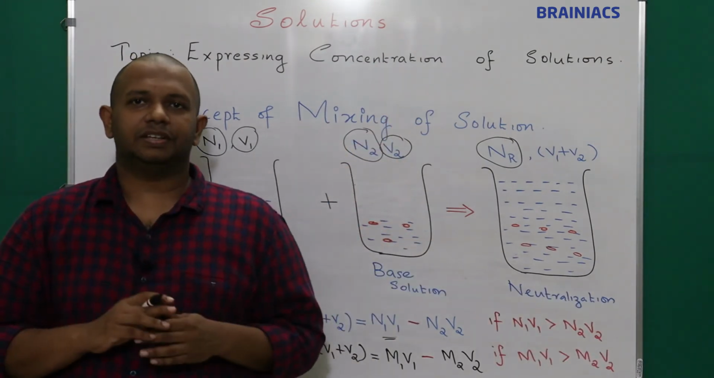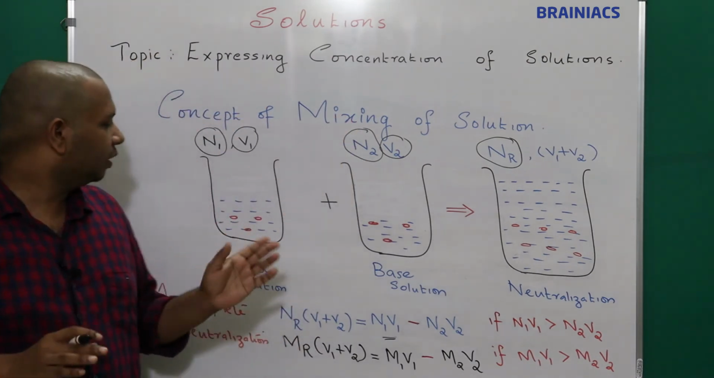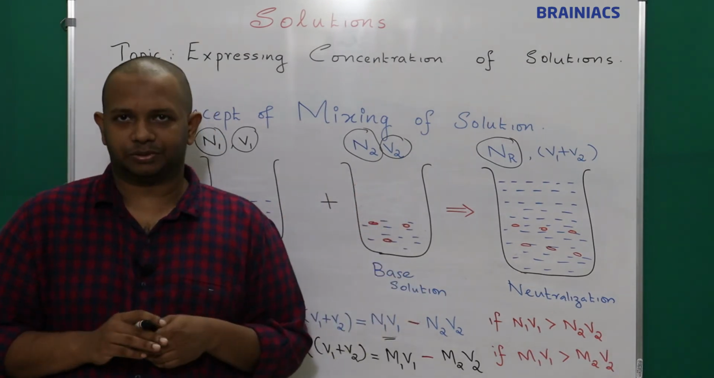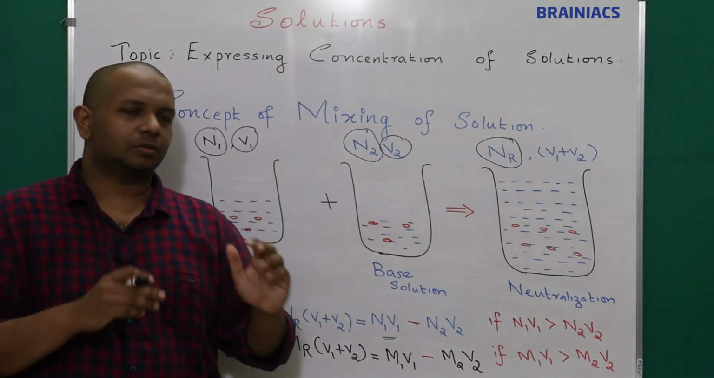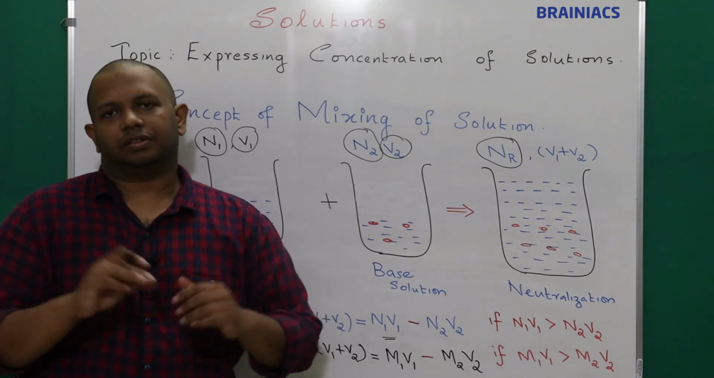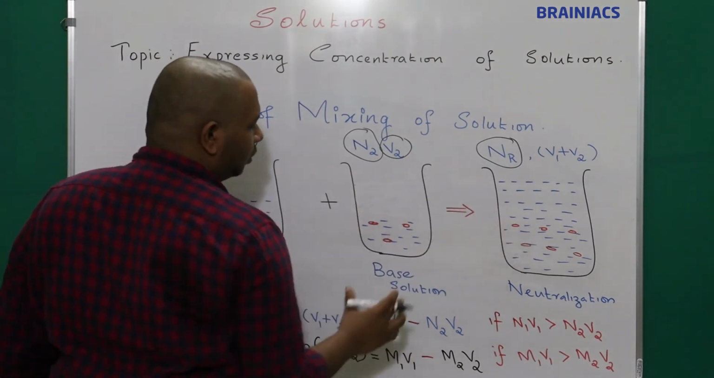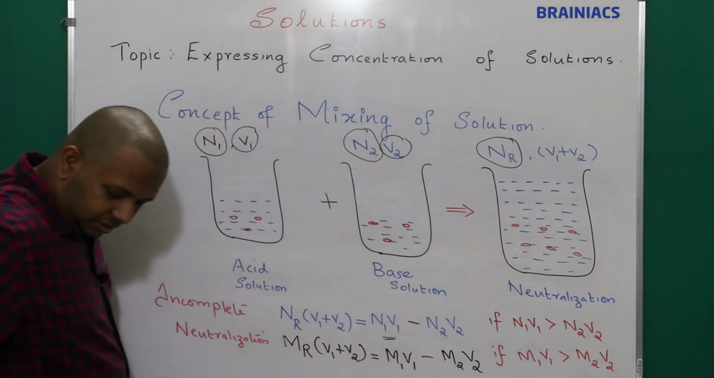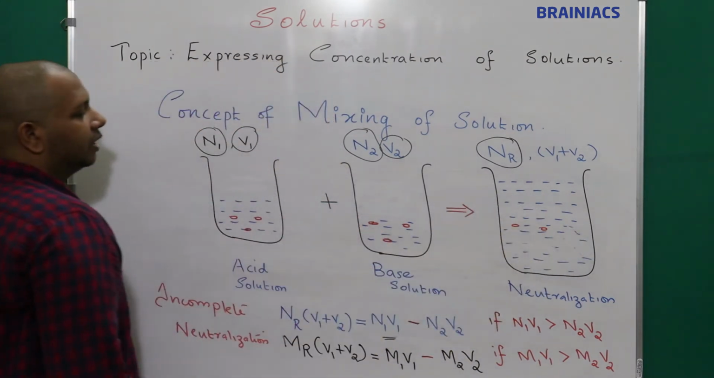Okay, so next we see the concept where it is again the mixing of solutions, but here one solution is an acid solution and the other is a base solution. Just now I told you an acid plus a base react in a neutralization reaction, so that you will get salt or something. So on mixing these two, this will undergo reaction with that one, so the number of moles of the solute is never going to add up. It is going to decrease.